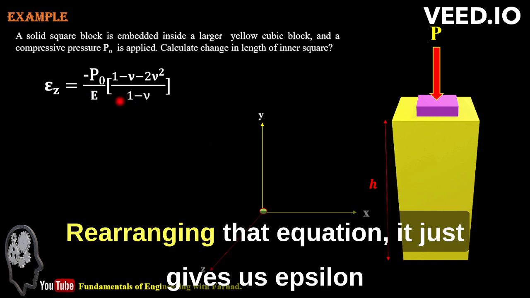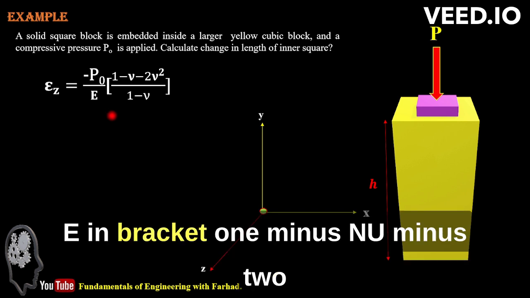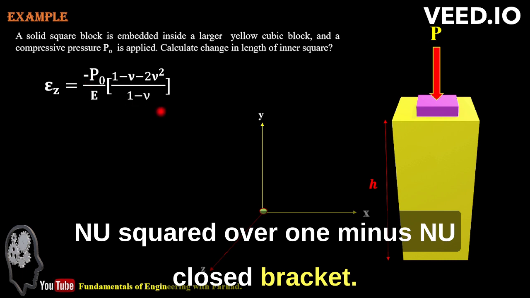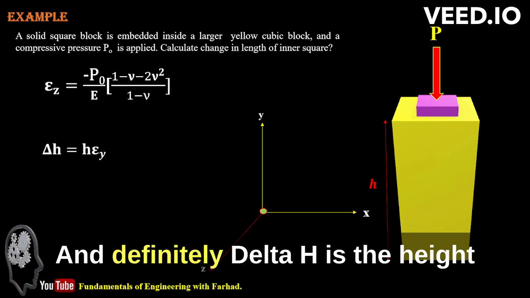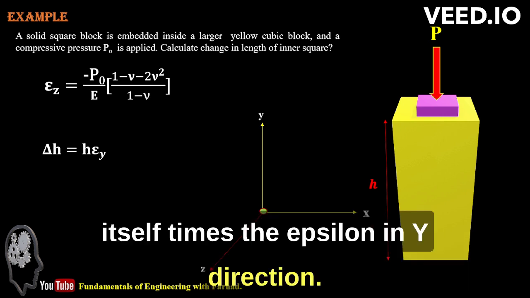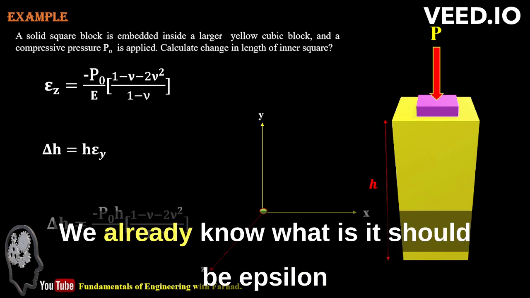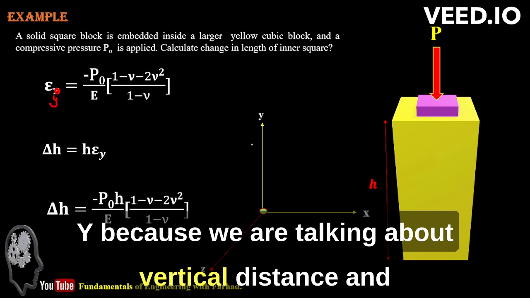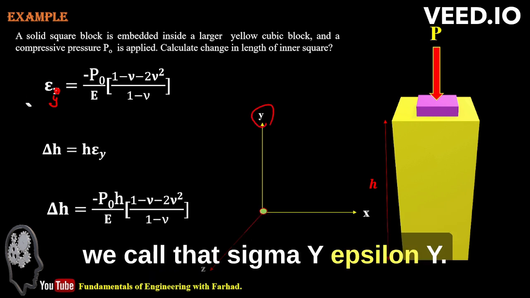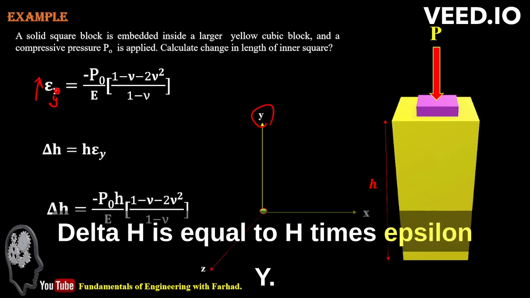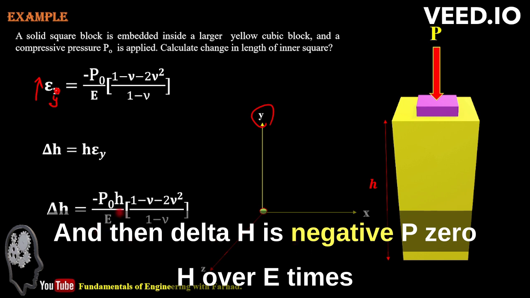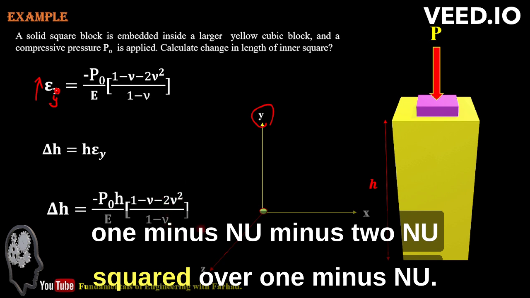Rearranging that equation, it gives us epsilon y is equal to negative p naught over E in brackets 1 minus nu minus 2 nu squared over 1 minus nu, close bracket. And delta h is the height itself times epsilon in the y direction. It should be epsilon y because we are talking about vertical distance, and we call that sigma y, epsilon y. Delta h is equal to h times epsilon y, and then delta h is negative p naught h over E times 1 minus nu minus 2 nu squared over 1 minus nu.